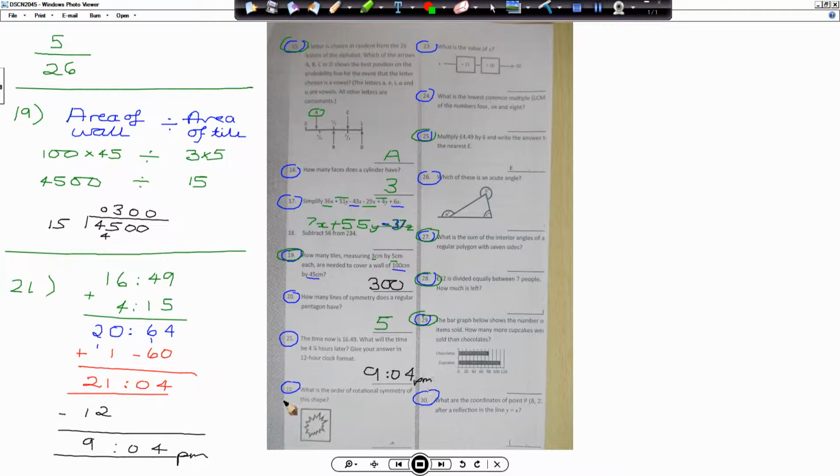Okay, question number 22 is a nice quick one. What is the order of rotational symmetry of the shape? Now, because this shape has no rotational symmetry, it will always have an order of 1. Every shape that has no rotational symmetry will have an order of 1 by default, which means any shape will always look like itself once in one complete turn. So the answer for that question is 1. So number 22 is 1.